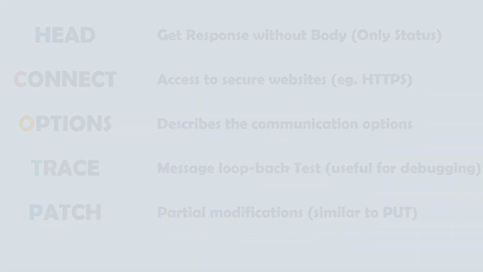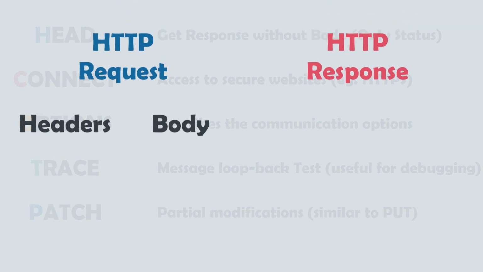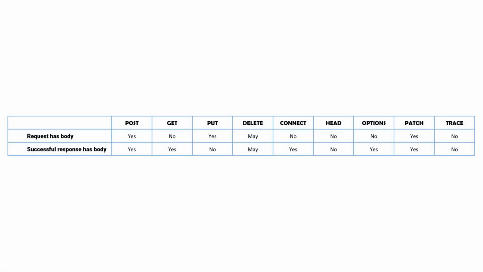As already mentioned, HTTP request consists of headers and body. And HTTP response consists of status and body. I showed you all HTTP methods, which can be used in the HTTP request. It is important to mention here, that not every method has to contain a body. I have a table here for all methods, where I mentioned whether the respective method contains a body or not, both an HTTP request and an HTTP response.